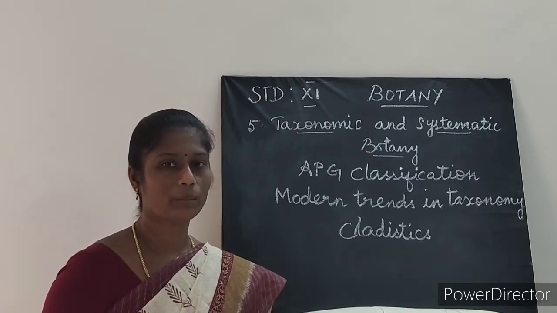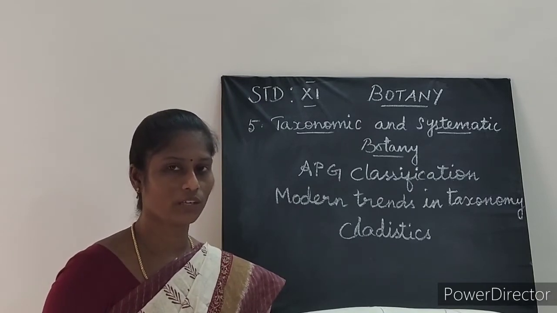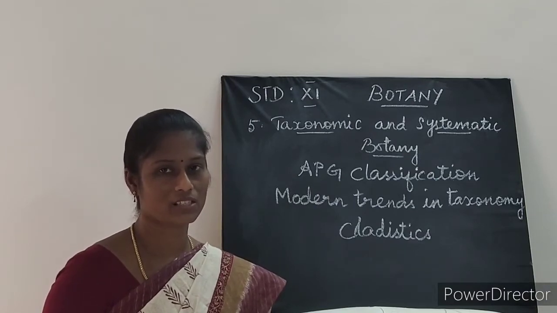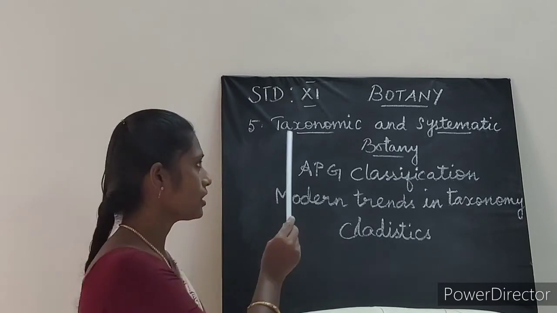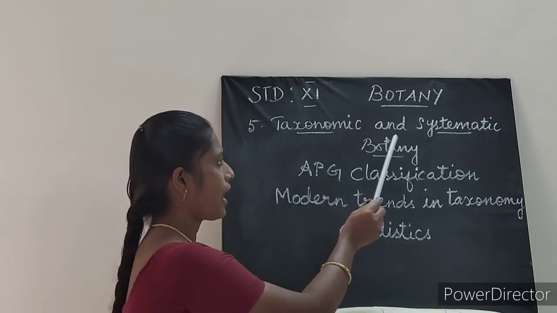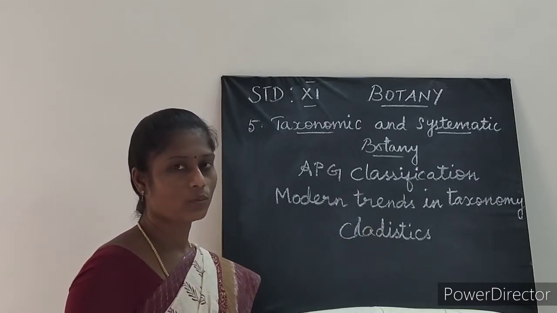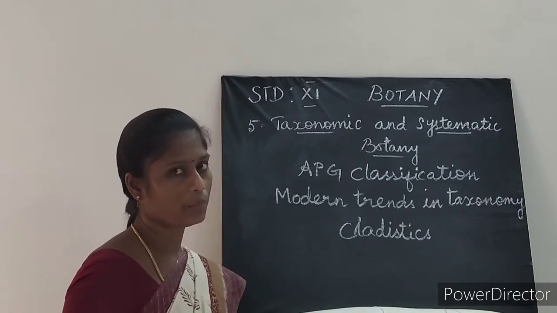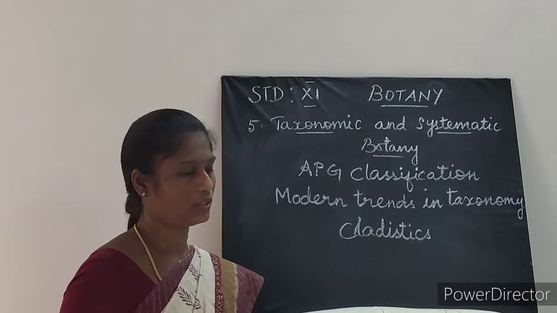Okay, shall we begin our topic today? It is a continuation of the previous class. Do you remember what we have discussed in our last class? Yes, it is chapter 5, Taxonomy and Systematic Botany. In that class, we discussed APG classification. What is APG? Angiosperm Phylogeny Group classification.